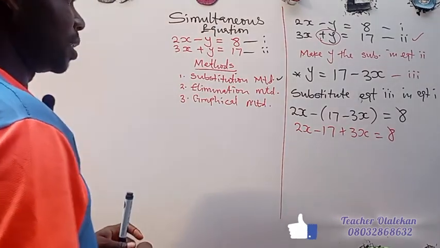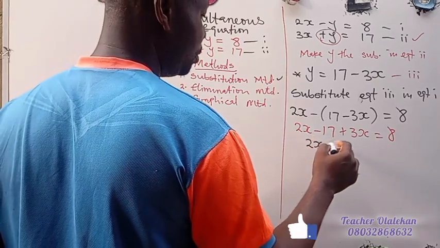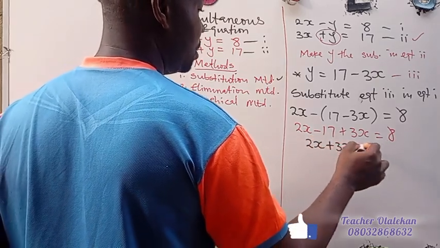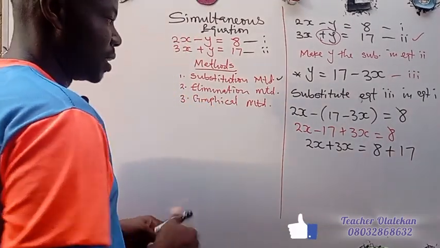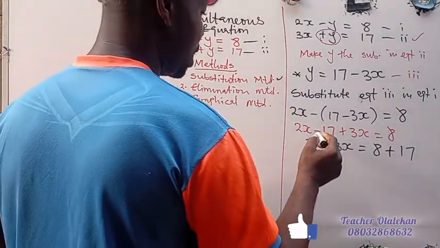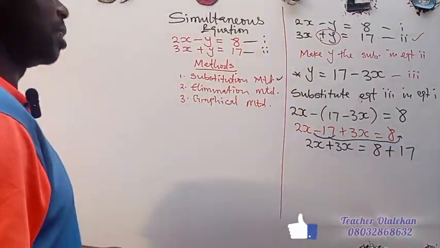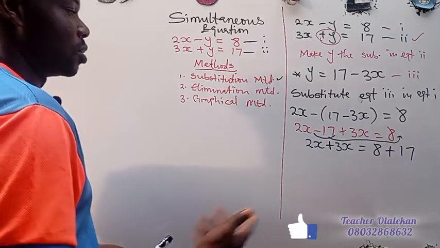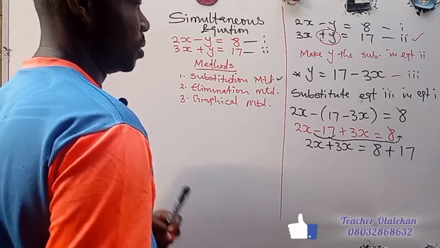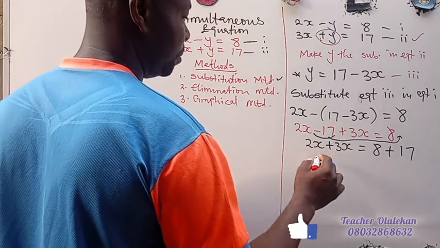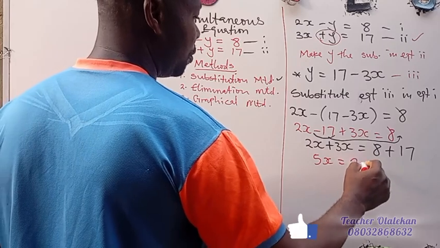At this stage we collect like terms. That becomes 2x plus 3x is equal to 8 plus 17. Do not forget that the 17 moves to the other side, and the sign must change. A simultaneous equation also involves algebraic expressions, so we are dealing with algebra here as well. That becomes 5x is equal to 25.